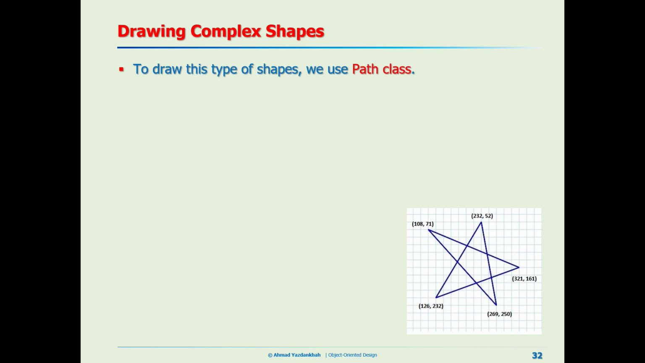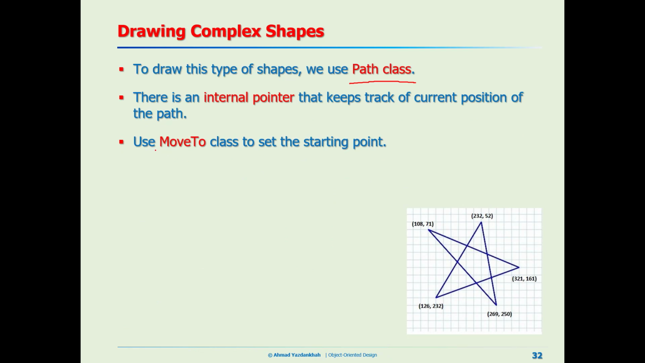To draw a complex shape, we usually use the path class. Okay. So there is an internal pointer that we can use the move to for this, to set the starting point of this complex shape, something like this. So this complex shape will start from somewhere. Let's say, for example, here. So we would say, okay, move to this point. This will be our starting point, and then we start drawing the line.